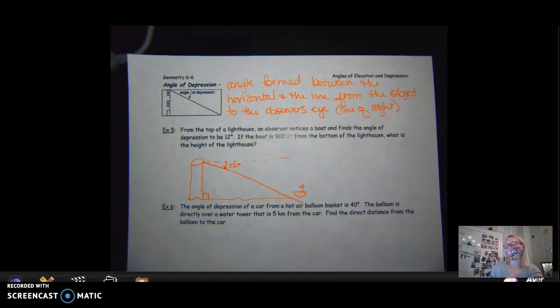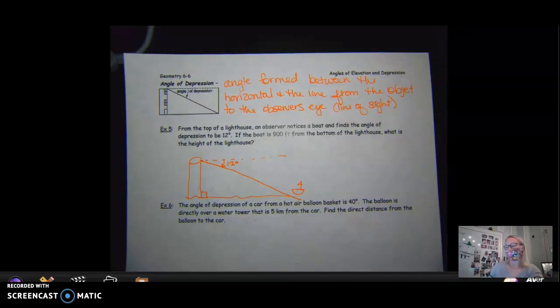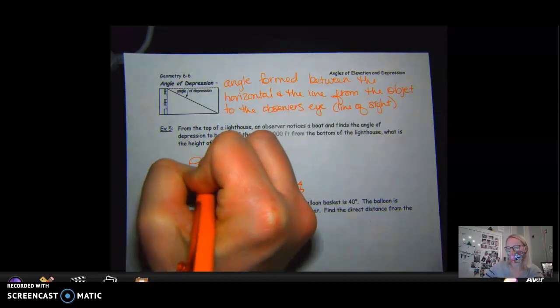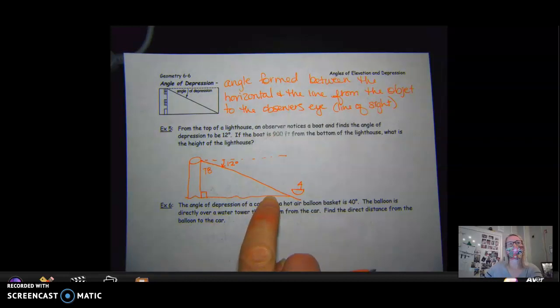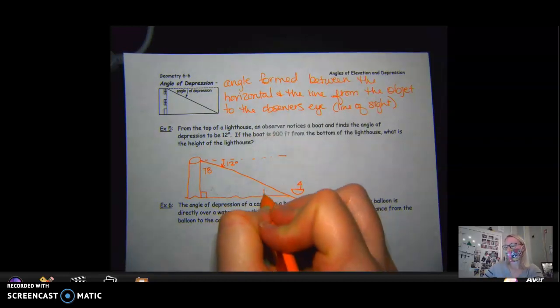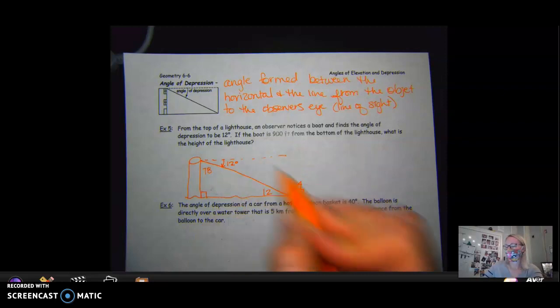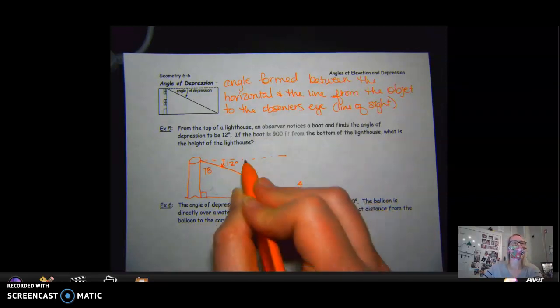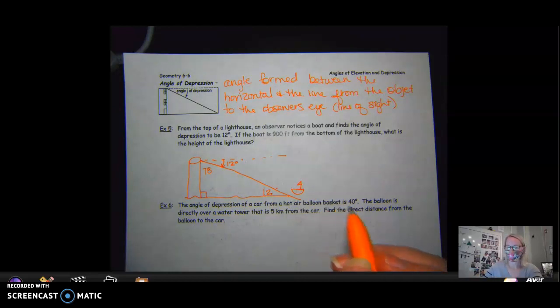Now, here's the thing. If that is 12 degrees, could you find this angle? How many degrees is that angle? 78. How many degrees would this angle down here be? 12. So your angle of depression and essentially your angle of elevation are what? The same. Okay?